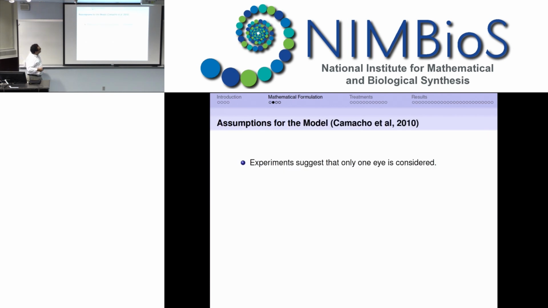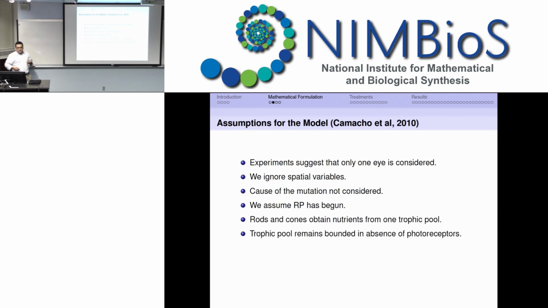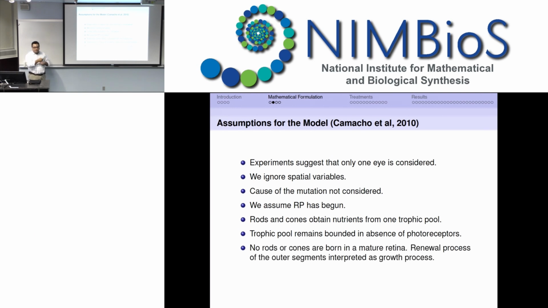Okay. Some assumptions that we make for the model. Experiments suggest that only one eye is considered. We ignore spatial variables. The cause of the mutation is also not considered. We assume that retinitis pigmentosa has begun. The rods and the cones obtain the nutrients from one trophic pool. And the trophic pool remains bounded in the absence of photoreceptors. And some more assumptions. No rods or cones are born in a mature retina, so their existence is dependent on the trophic pool, and in the case of the cones, it's also dependent on the presence of rods, and we assume that shedding is a death process.